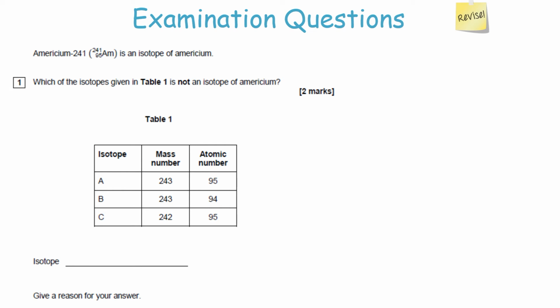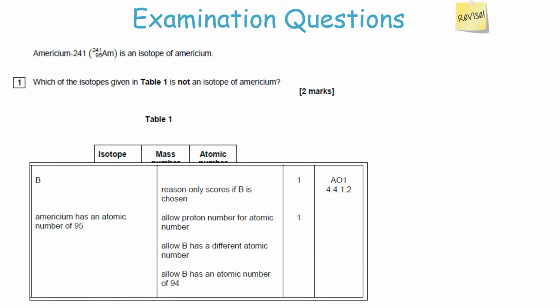Right, so the important thing to note is that an isotope by definition is the same atomic number but different mass number. Same number of protons, different number of neutrons. So we look at americium and we know that it has an atomic number, a number of protons, of 95. It's the smaller number or the bottom number on your symbol. So therefore the one which is not an isotope of americium is going to be B because it has the incorrect atomic number or the incorrect number of protons.